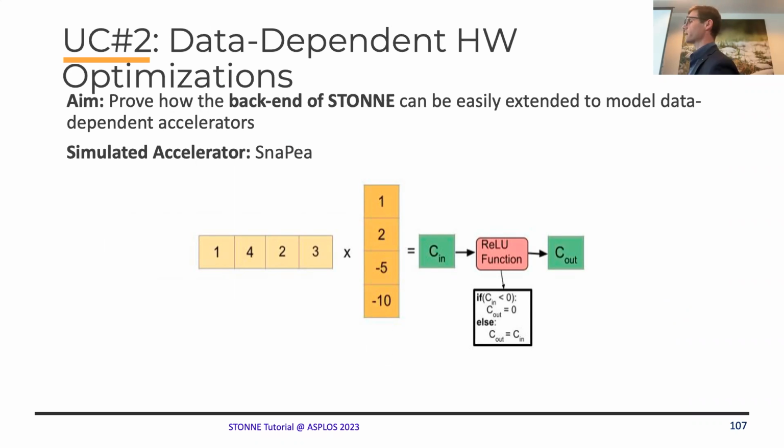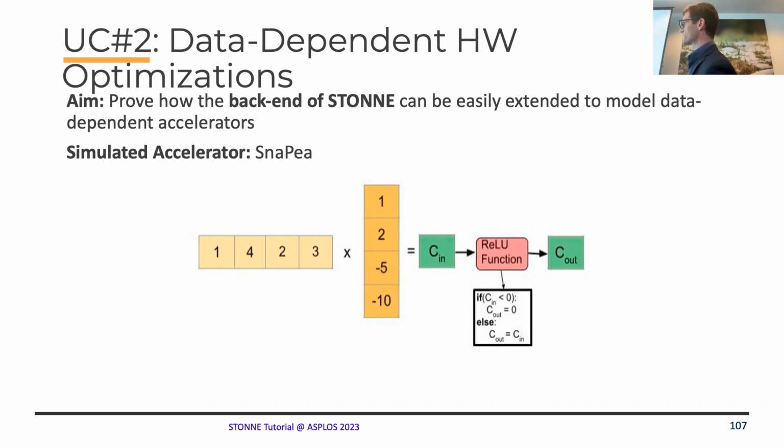The second use case: now we are going to modify the backend of STONNE. We are going to provide another simulator, another accelerator. The other accelerator is SnaPEA. SnaPEA takes advantage of this philosophy: this is the dot product operation, these are the inputs, these are the weights. If we reorder the weights in such a way that while we are computing the operands we see that the value is 0 or negative, we can cut off the computation without processing more.